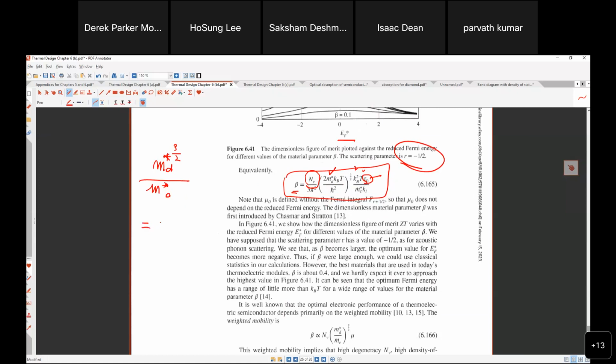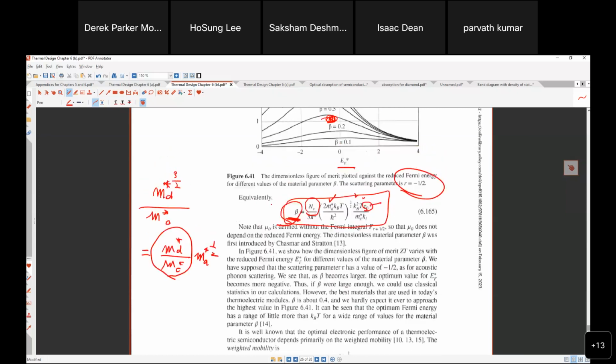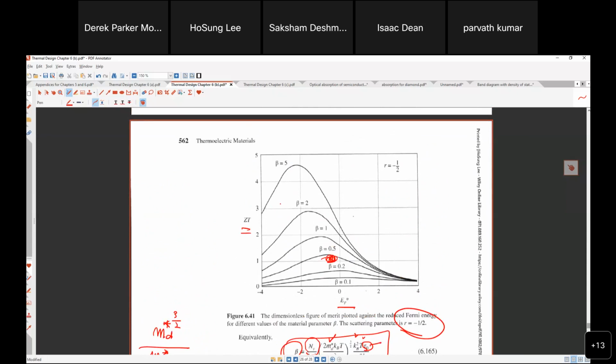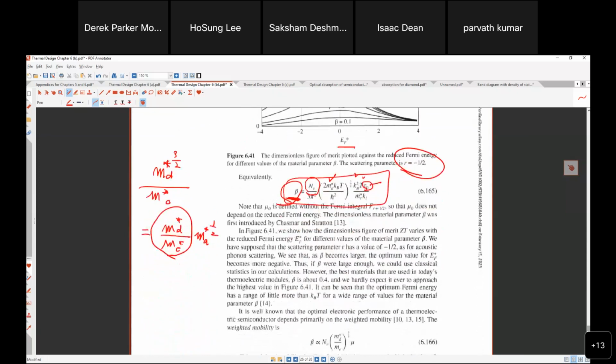So this is again MD, MC, MD to the 1/2. So this is something related to the beta. That's what I found. So once we figure out the density of state effective mass over the conductivity effective mass, that might be related to the beta. Okay, that we'll discuss later, not today. But I'd like to indicate it.